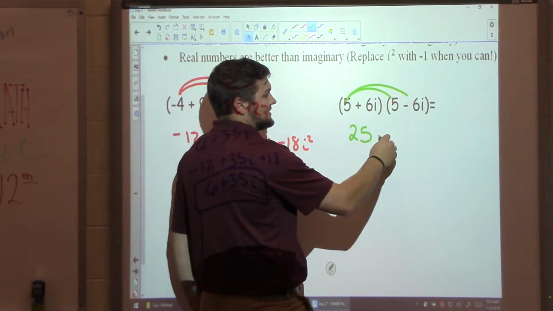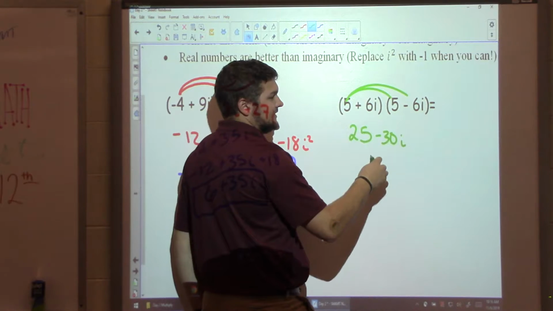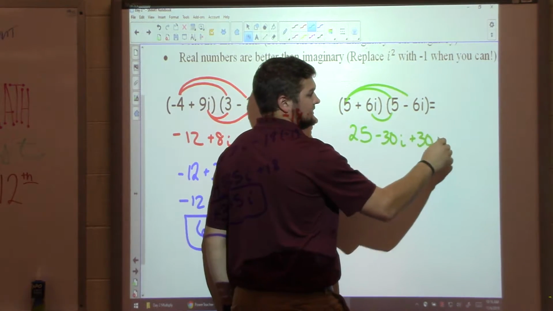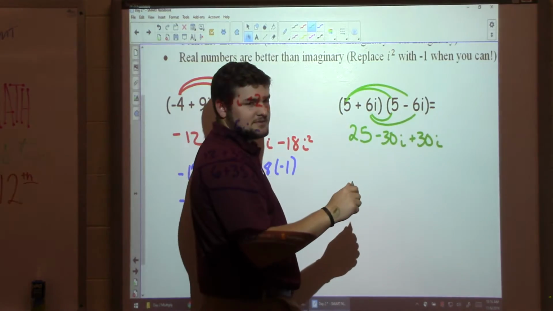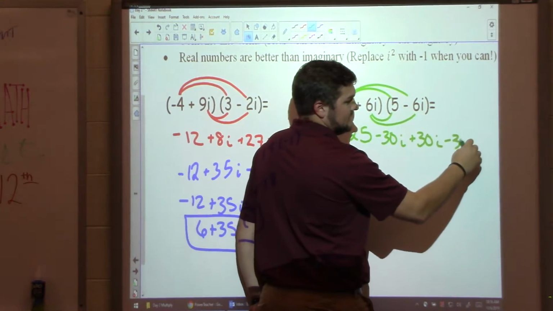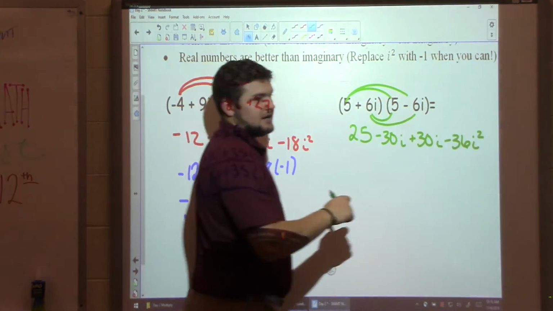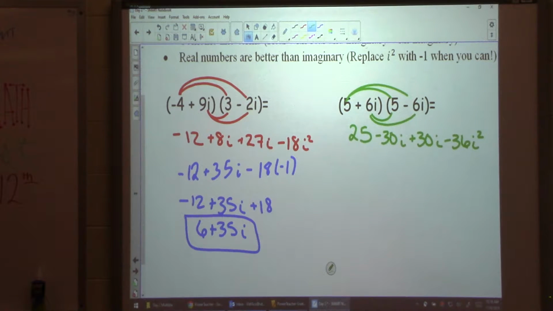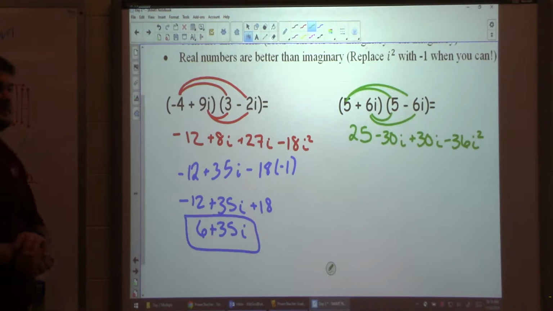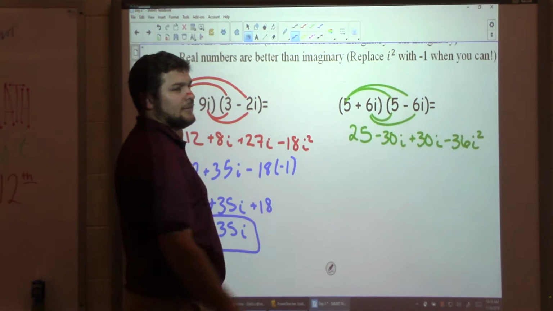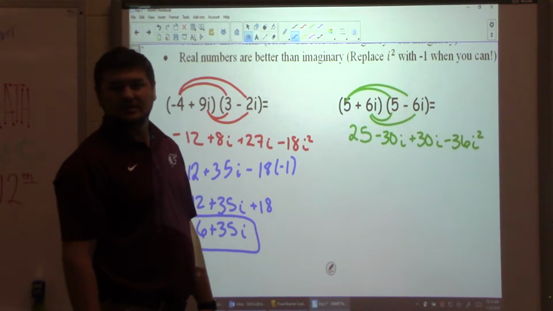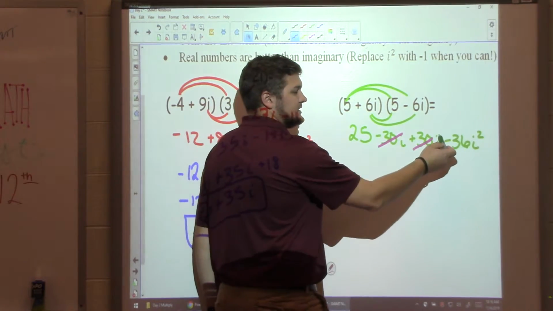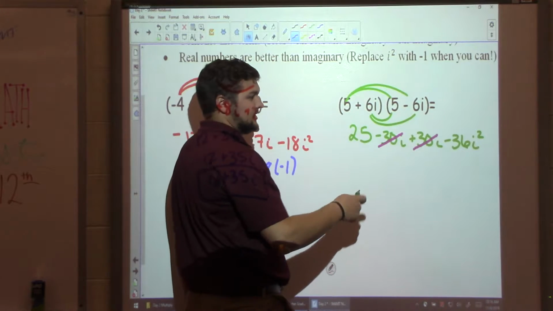5 times negative 6i is minus 30i. 6i times 5 is plus 30i. And 6i times negative 6i will be negative 36i squared. Okay, let's combine our like terms. When I combine my like terms, what happens? They cancel out, right? Negative 30i plus 30i cancel to 0.